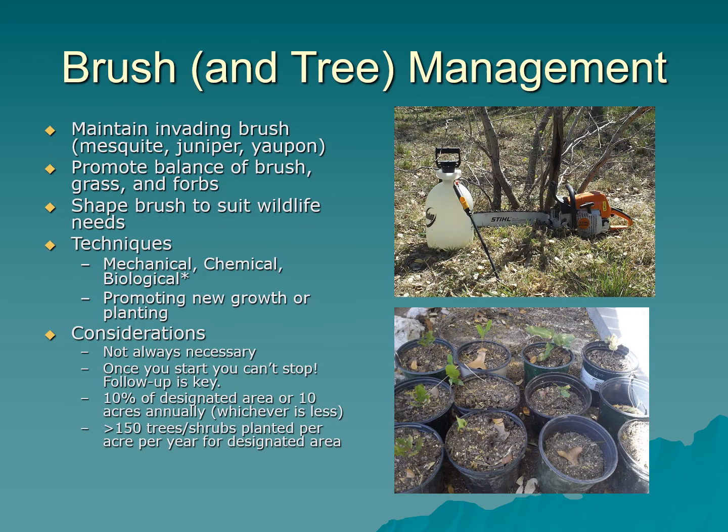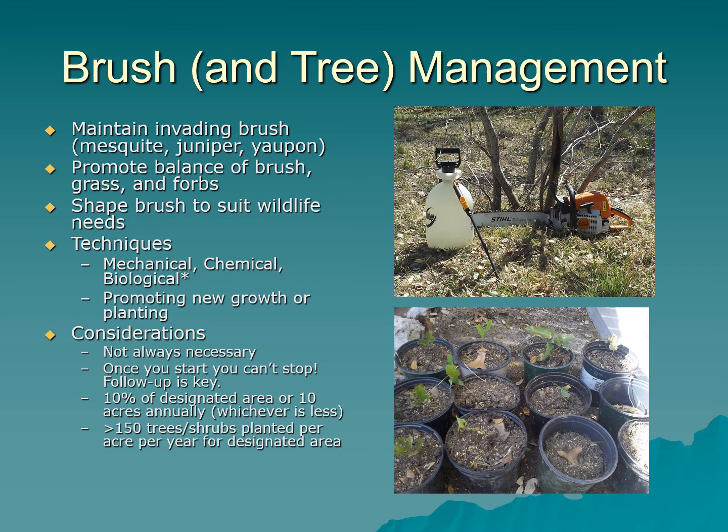So the next thing we have is brush and tree management. This is something everybody should be doing on their property if they're not already, because plants are continually growing, succession is continually happening, new plants are sprouting, and so this is a continual process that everybody should be doing on their property. And you can do this to maintain invading brush such as mesquite, juniper, yaupon, and the goal is to promote a balance of brush, grasses, and forbs, and you want to shape the brush and habitat to suit the wildlife needs. So you're trying to provide the right plant species composition and structure for those wildlife needs.